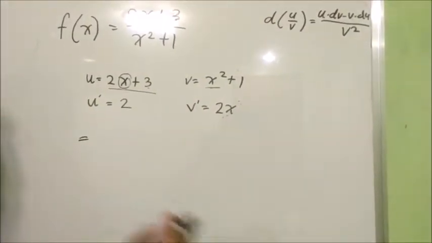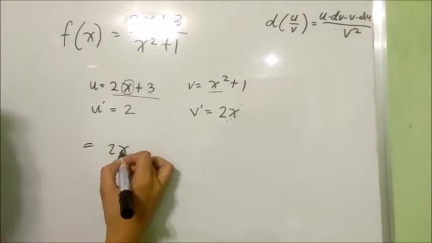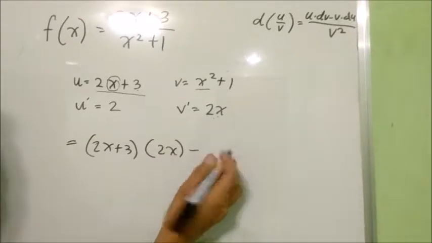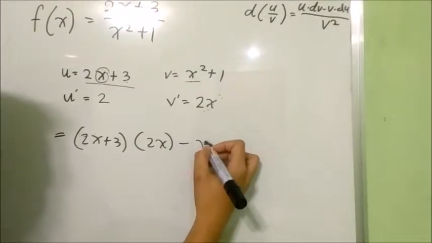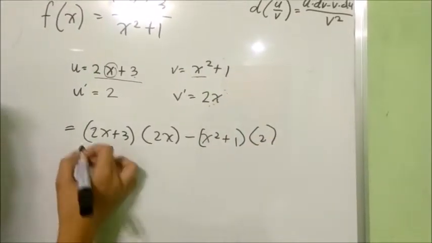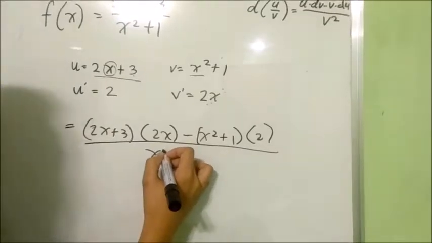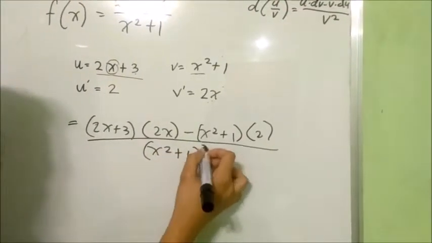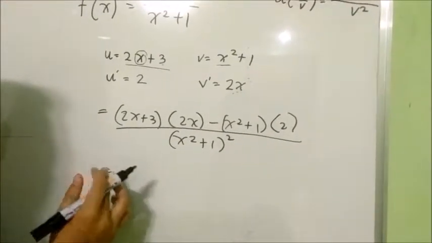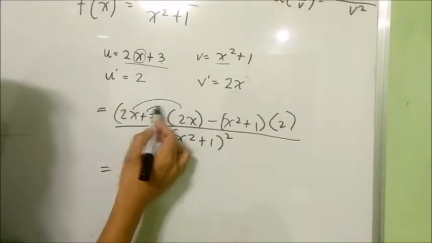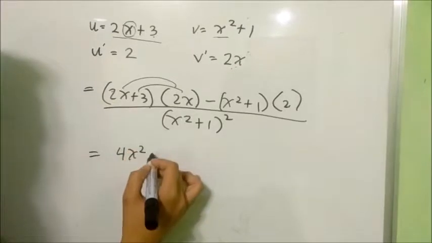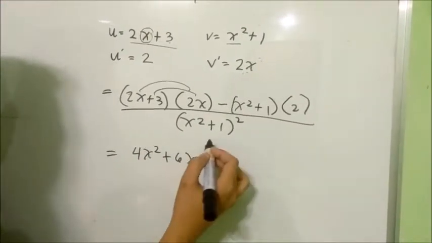So we have our u, which is 2x plus 3. You multiply it with the derivative of v, which is 2x, and subtract x squared plus 1 times the derivative of u, which is 2, all over x squared plus 1 squared. Now what we're going to do next is to distribute this. So we have 2x times 2x is 4x squared, 3 times 2x is 6x, minus.